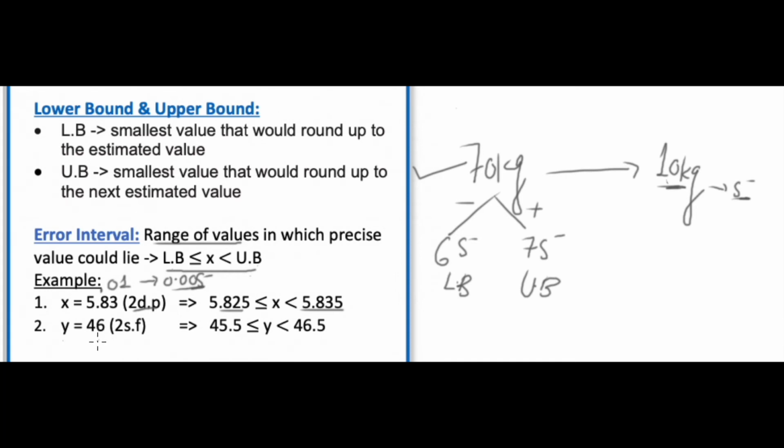In the second example, look, y equals 46. In this case we have to round this to the nearest 2 significant figures. So we found the digit, 2 significant figures: this is the first one and this is the second one. So this is the unit place, meaning the degree of accuracy is 1. We will divide 1 by 2, so we will get 0.5. And when you add 0.5 to 46 and subtract, you will get the lower bound and upper bound like this.